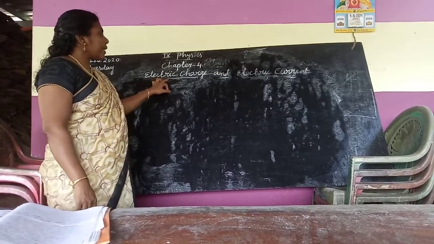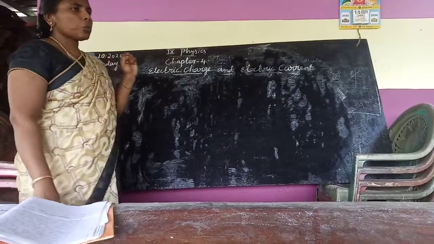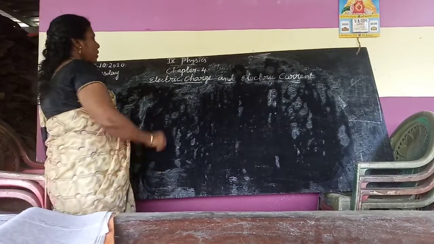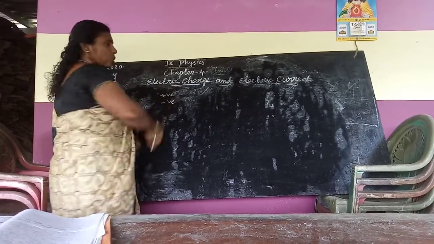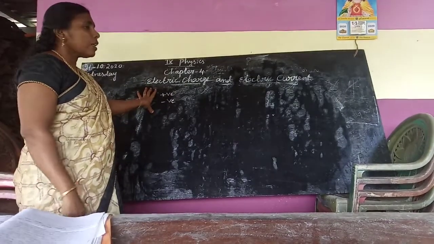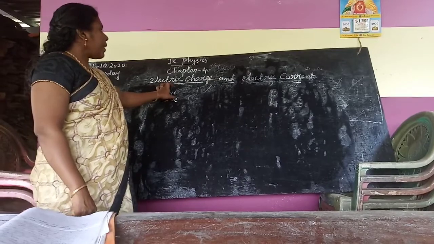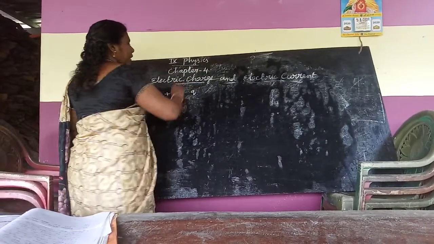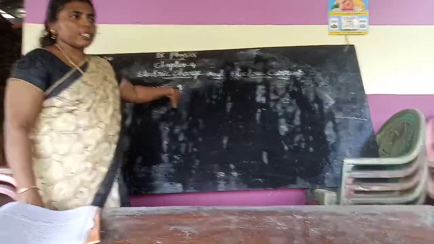Yes, students, here, electric charge. What is the electric charge? You know there are 2 types of charge. What are the 2 types of charge? One is the positive charge, another is the negative charge. This all of you know. Now, electric charge is denoted by the letter Q.